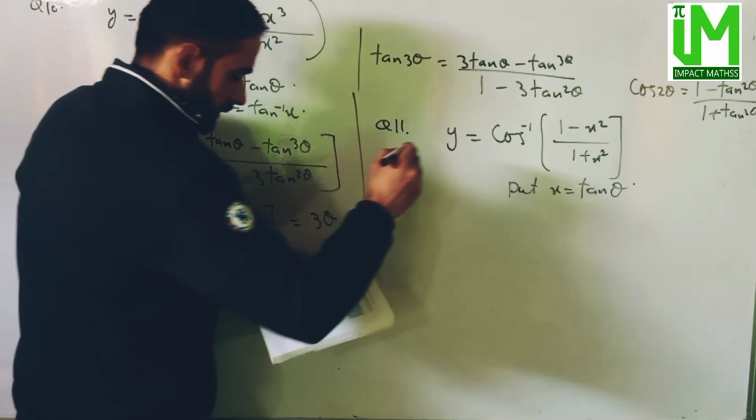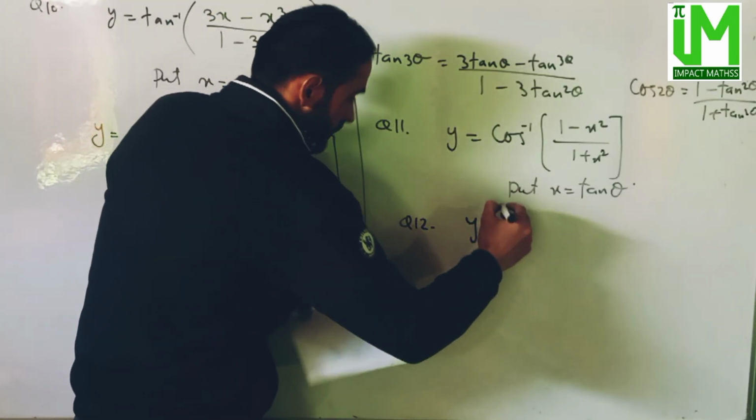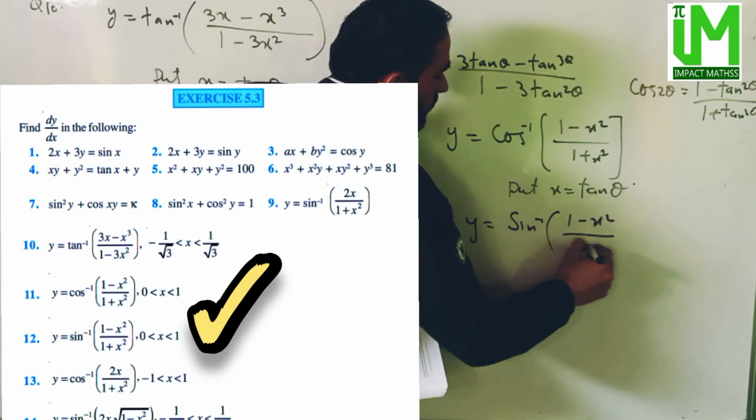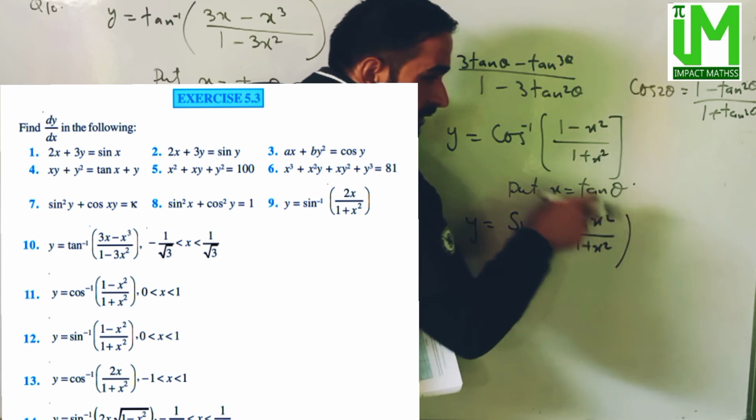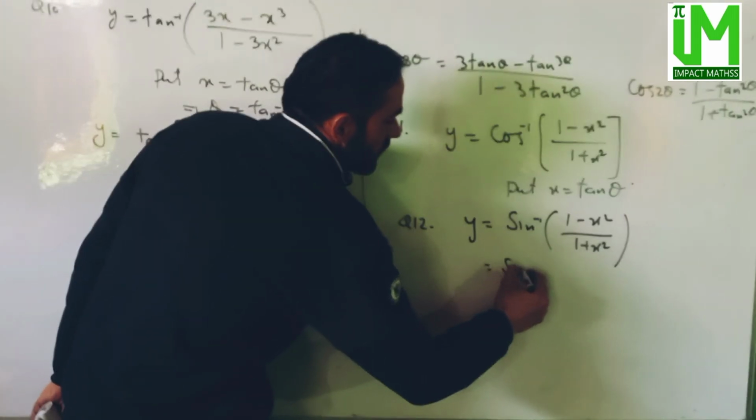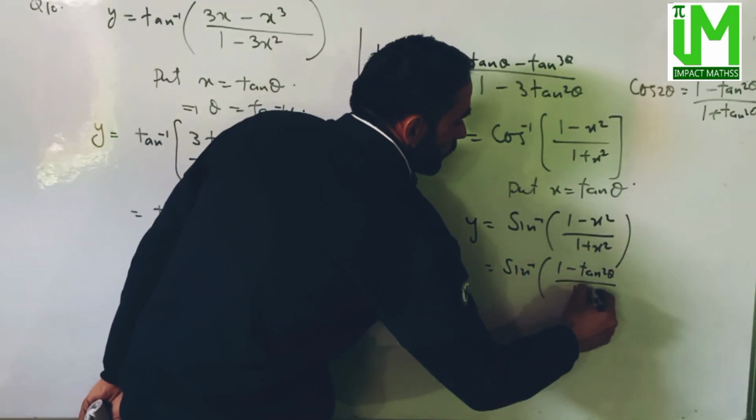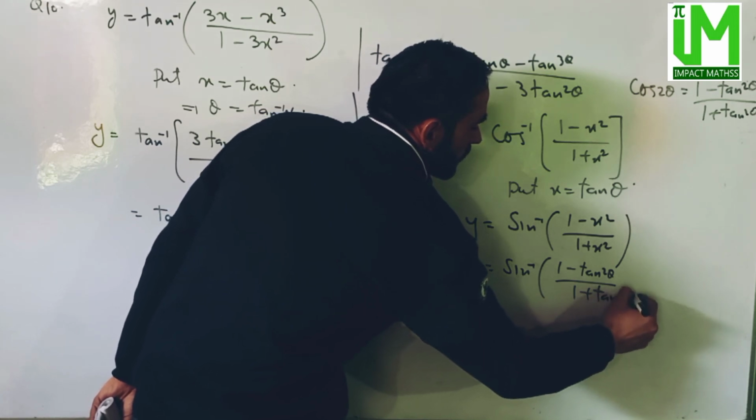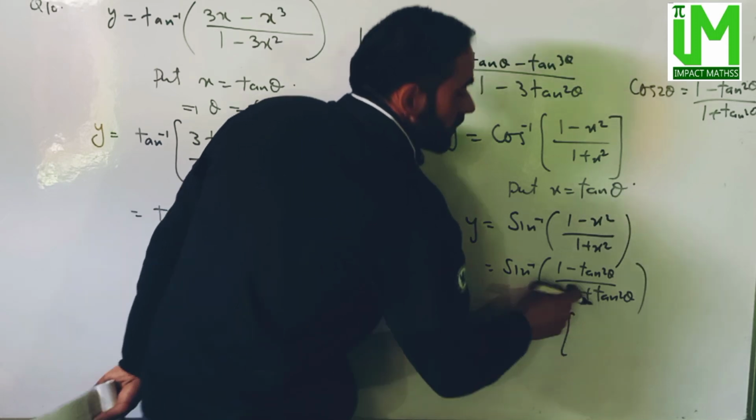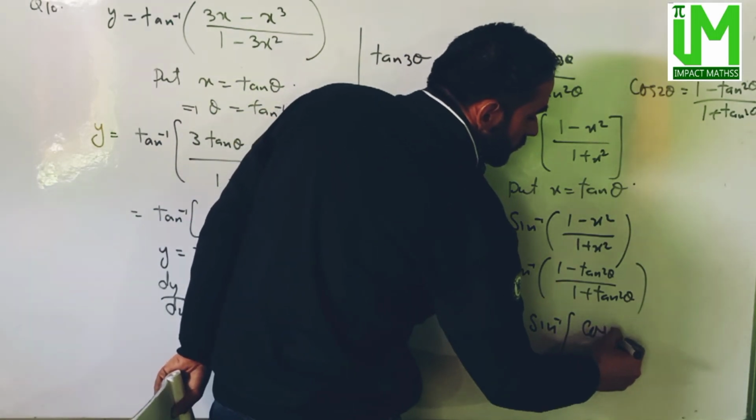Now look at question number 12. y is equal to sin inverse of (1 minus x square) divided by (1 plus x square). Here also we will put x is equal to tan theta. So we will write sin inverse of (1 minus tan square theta) divided by (1 plus tan square theta), and this will be equal to cos 2 theta.